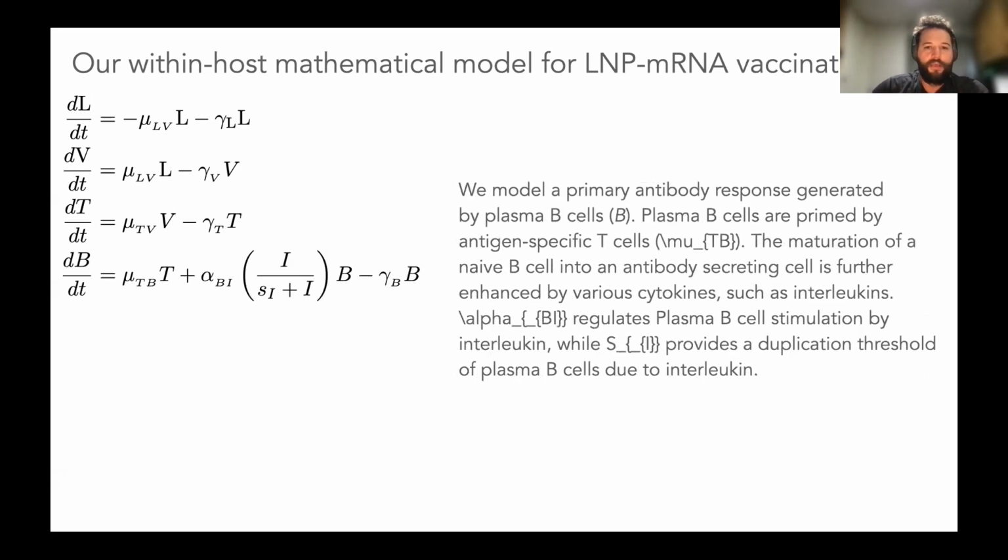We then model a primary antibody response solely generated by plasma B cells. And so there are two source terms in our plasma B cells in our model.